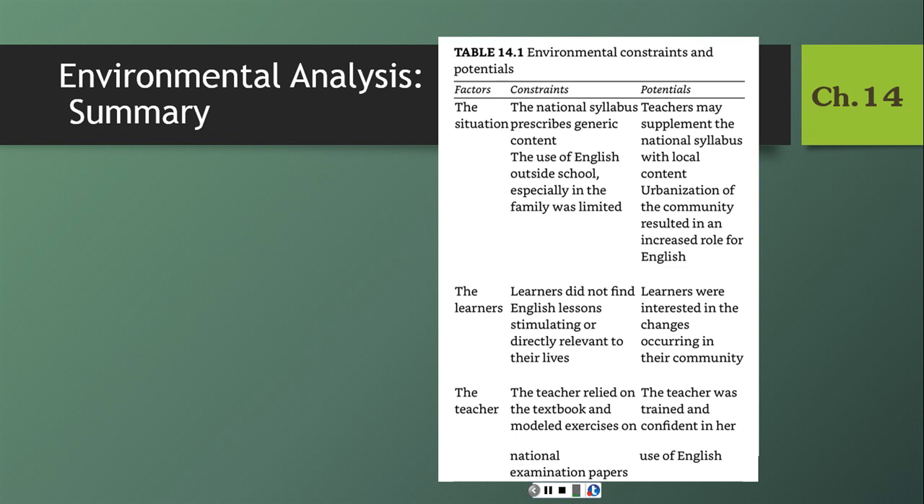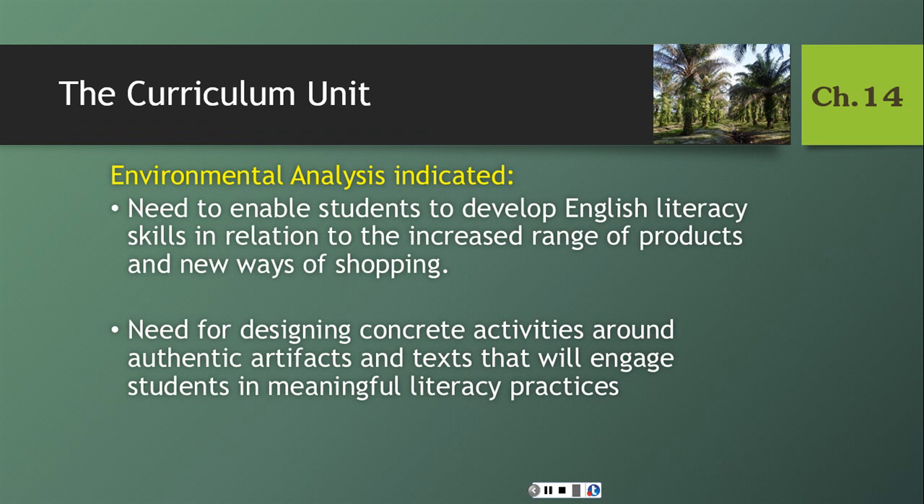The table shows an overall summary of constraints and potentials discovered through the environmental analysis. After reviewing those constraints and potentials, the environmental analysis indicated there was a need to enable students to develop English literacy skills in relation to the increased range of products and new ways of shopping. It also indicated a need for designing concrete activities around authentic artifacts and texts that will engage students in meaningful literacy practices.